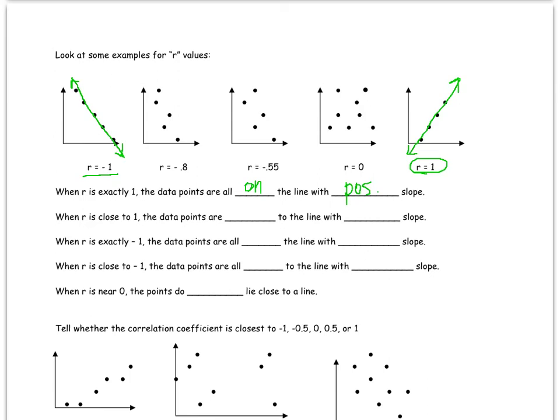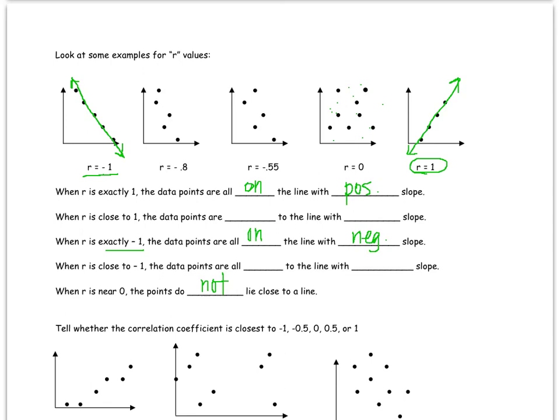I'm going to jump down a minute. When r is exactly -1, which we looked at, the data points are also all on the line, but this line now has a negative slope. If you look at 0, look at how the points are all randomly spread around. What it means is that the points do not lie on a line. There is no line that's good for that data.